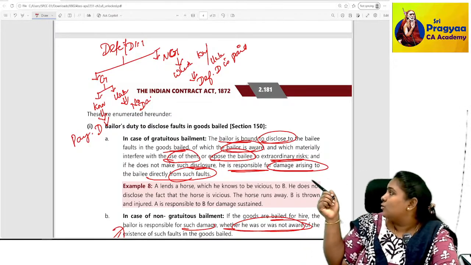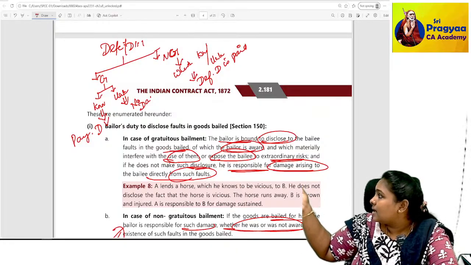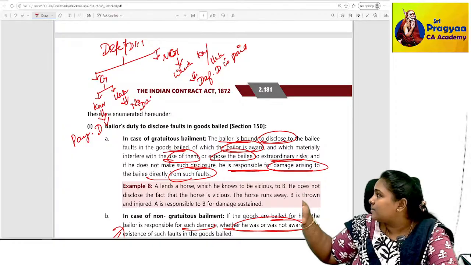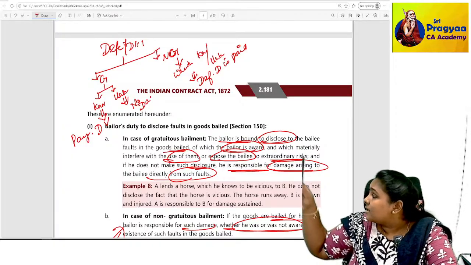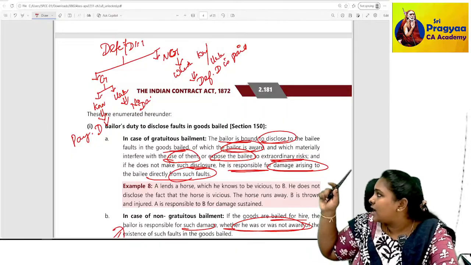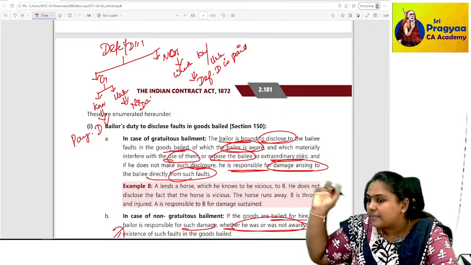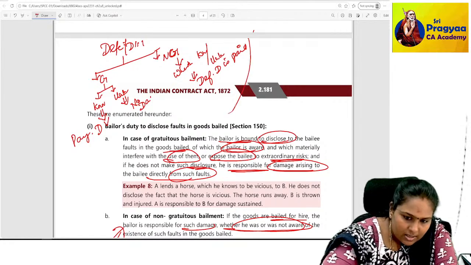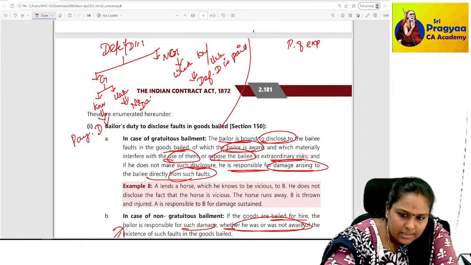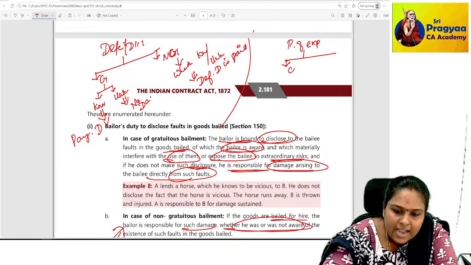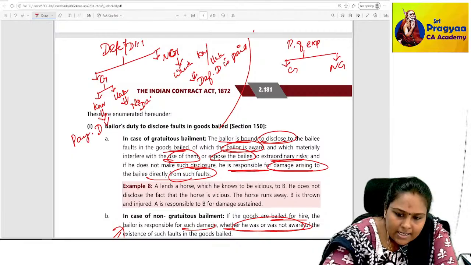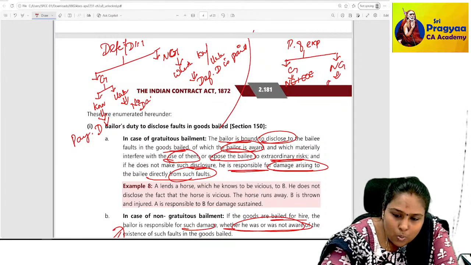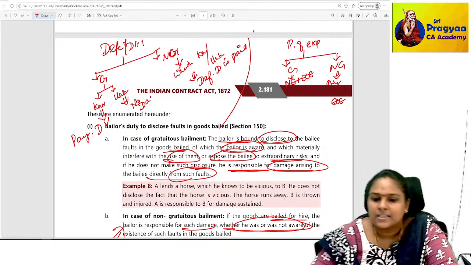I don't understand what I have written, do you understand? Disclosure of defects: the first branch is gracious, the second branch is non-gracious. Under gracious, if known you will pay damages, if unknown no damages. Non-gracious, whether you know or not, definitely damage has to be paid. Now, shall we go to the second chart? What is that second chart? Payment of expenses. Under that also we have gracious and non-gracious. Under gracious you will bear what? Both necessary expenses plus extraordinary expenses. In case of non-gracious, only extraordinary expenses.